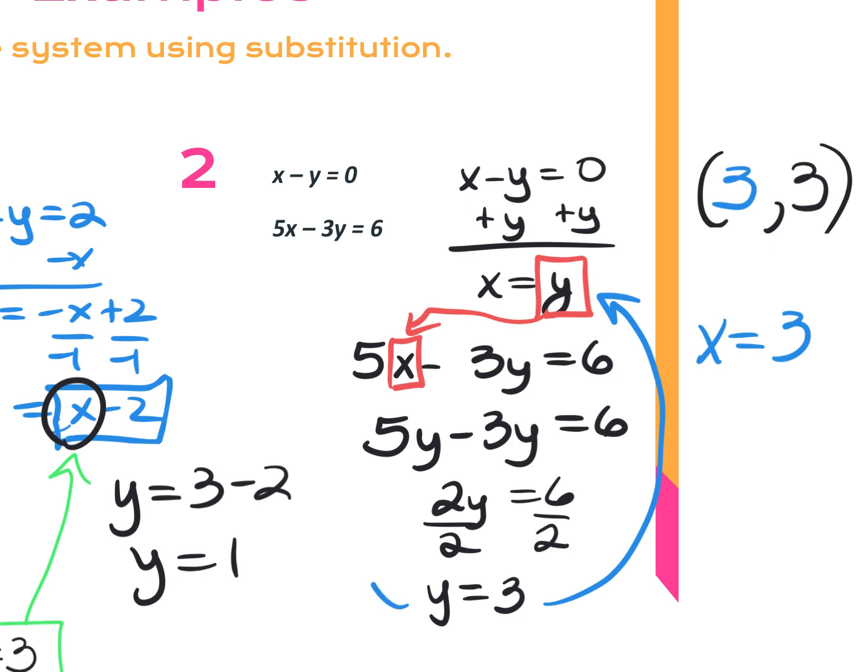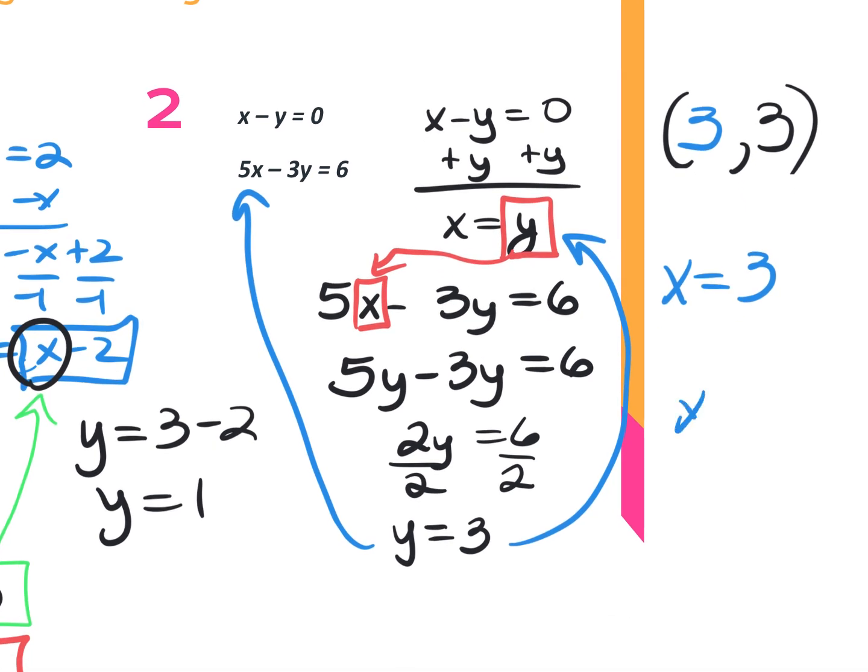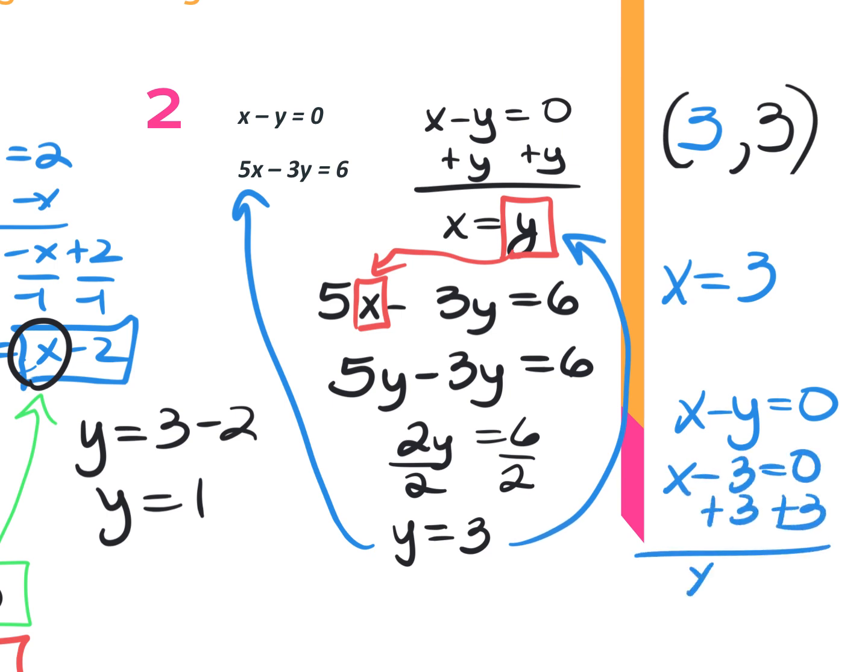I could have also plugged it into either of the originals. It really doesn't matter. So if I would have taken my original, x minus y equals 0, and plugged in y equals 3, and then solved it this way, it doesn't matter. You're getting the same answer either way. And again, this solution is an ordered pair. It's the point of intersection where these two lines intersect.